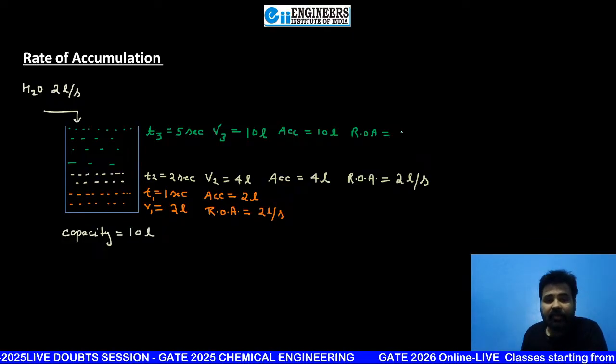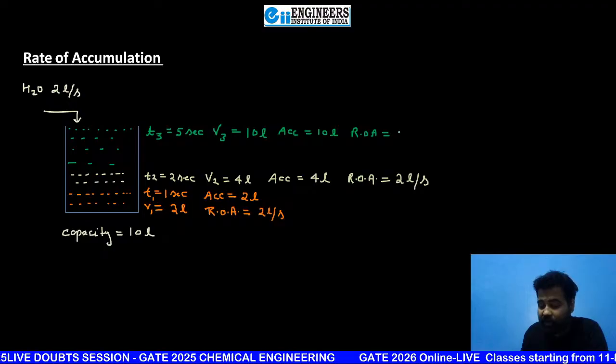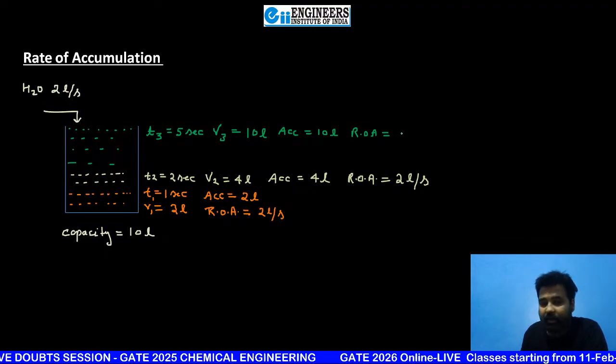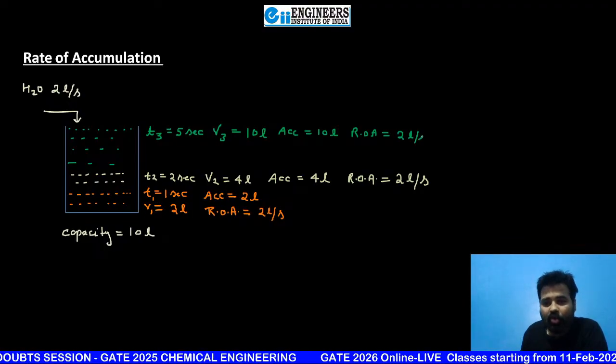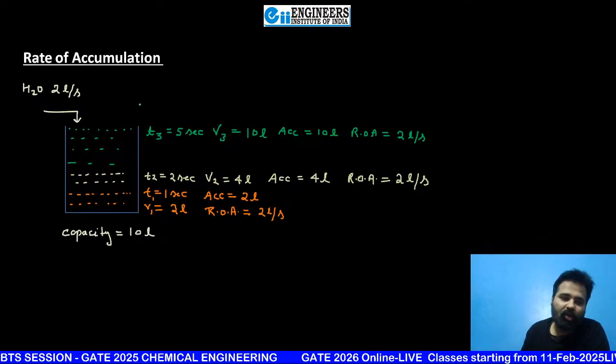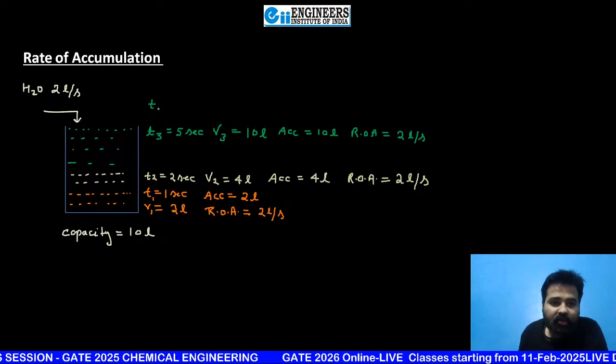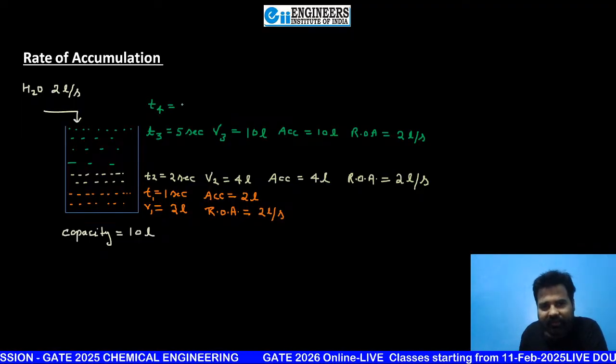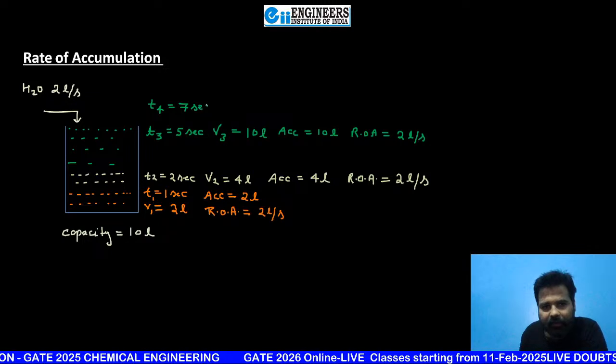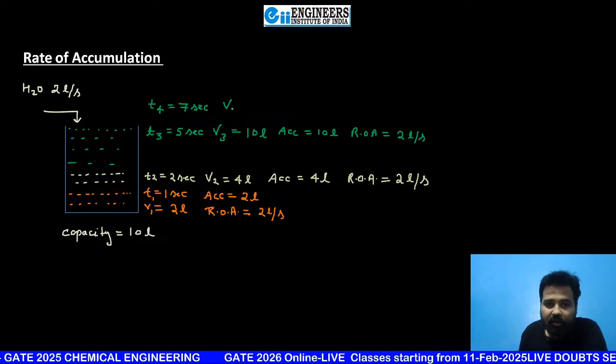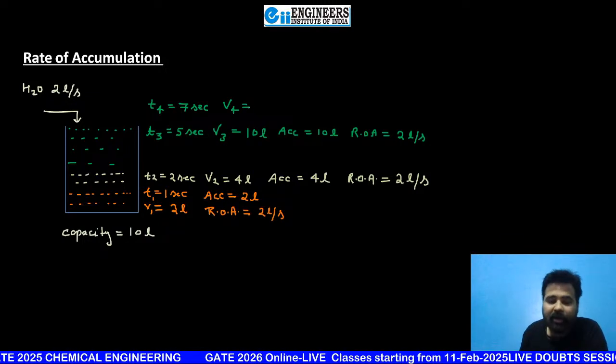Can you tell me, beta? Rate of accumulation. This is 2 liter per second. Yes, beta. Okay. Now I am checking after some 6 or 7 second. Now can you tell me what is the value of V4 here, beta?